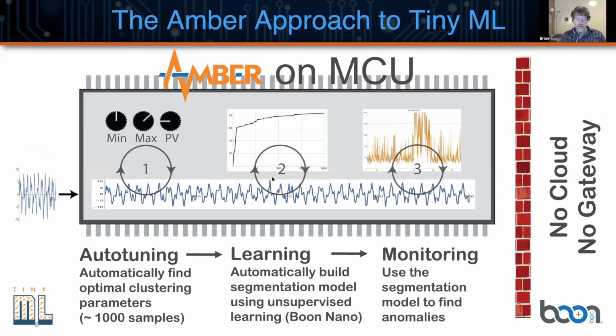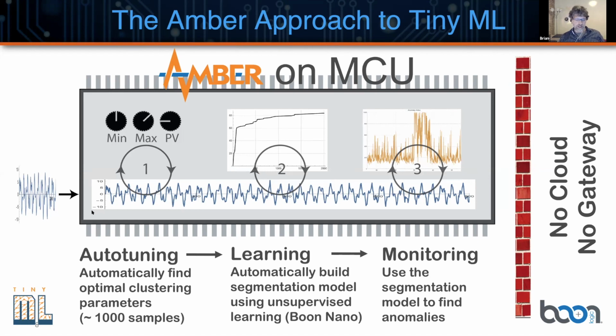So AMBER applied on a microcontroller looks like this. First of all, I want to point out here on the right side that this is happening entirely on the microcontroller. There are no cloud resources being applied, no gateway resources being applied. We have our initial step where the sensor is acquiring the single sensor data either through analog or digital channels.